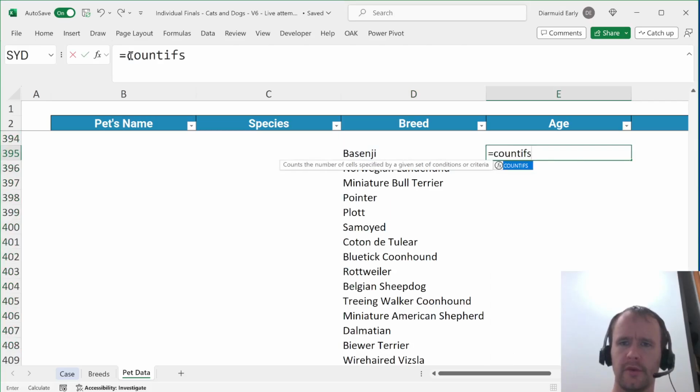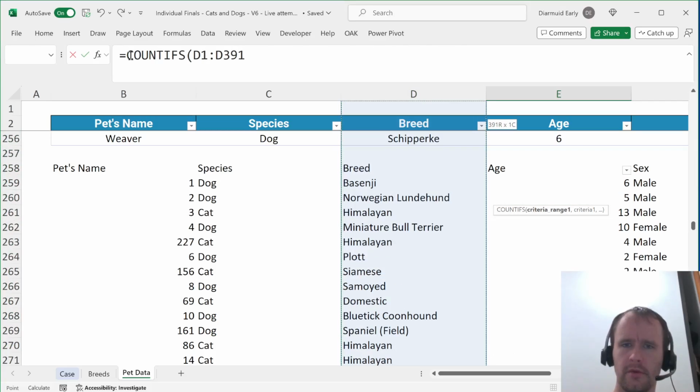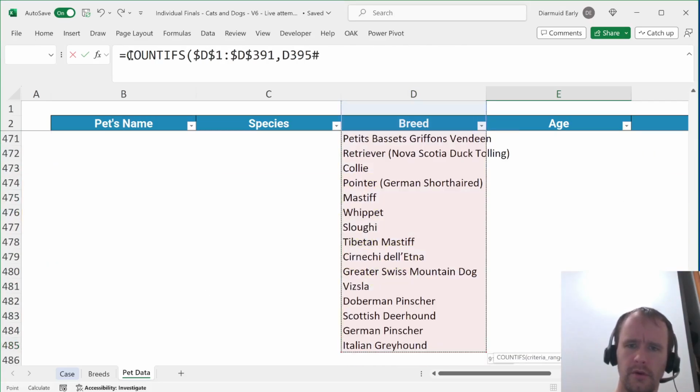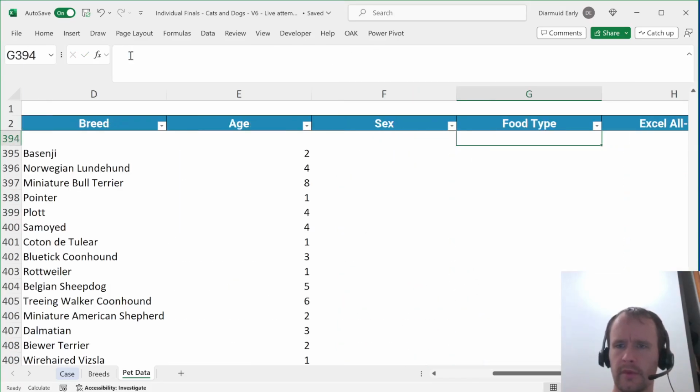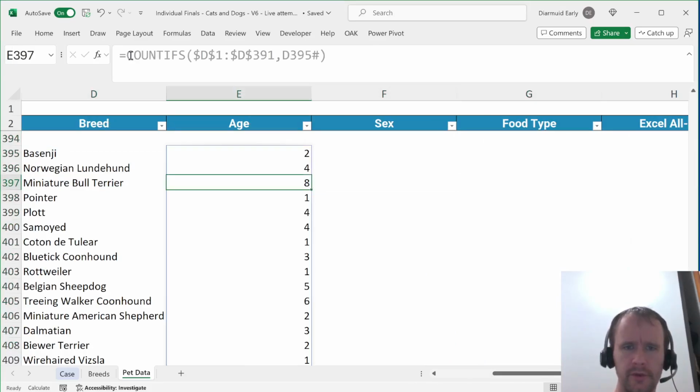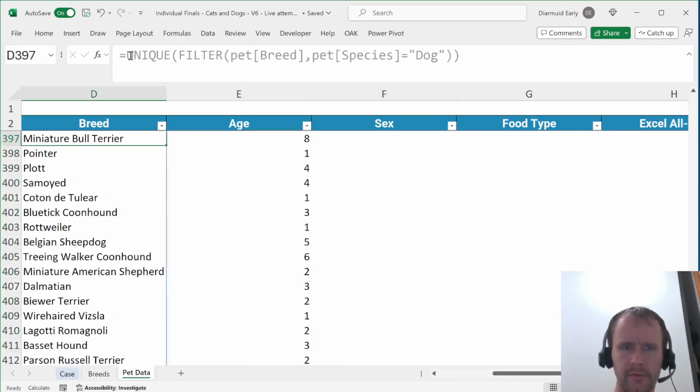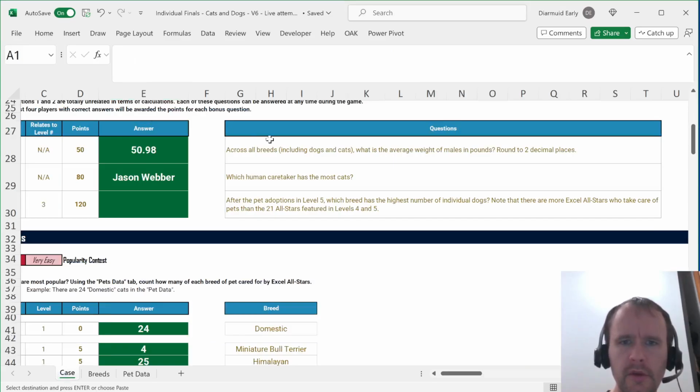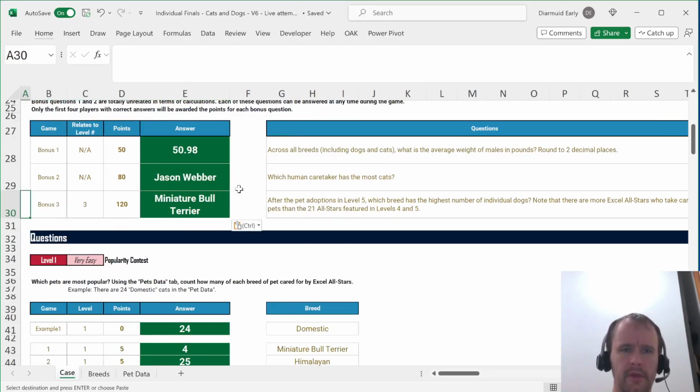Okay, fine. COUNTIFS, and lock all of these. Boom. And then the max of those is 8, which I see here. Miniature bull terrier. Is there any others? Nope. Okay, so that's the answer, I think. The answer is which breed? Yes. Okay, fine. So that's that.